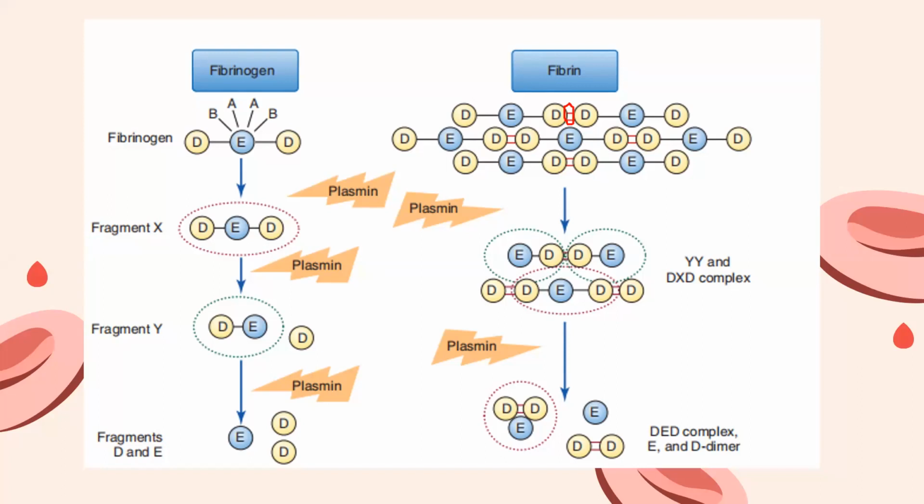Okay? Then when you say DED naman, DED is tatlo nga sila pero iba yung placement. Okay? Iba yung placement or pagkakadikit ni E domain kaysa dun sa dalawang D, and then yung D dimer or the DD is yung magkadikit na D.